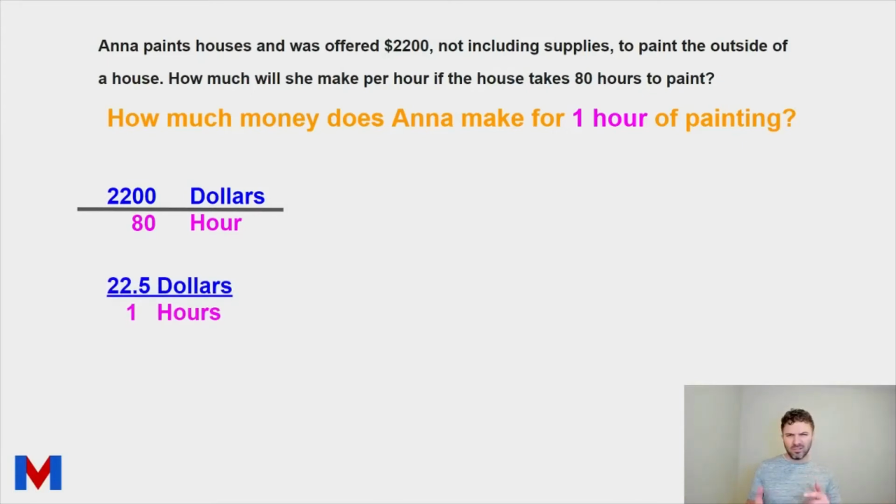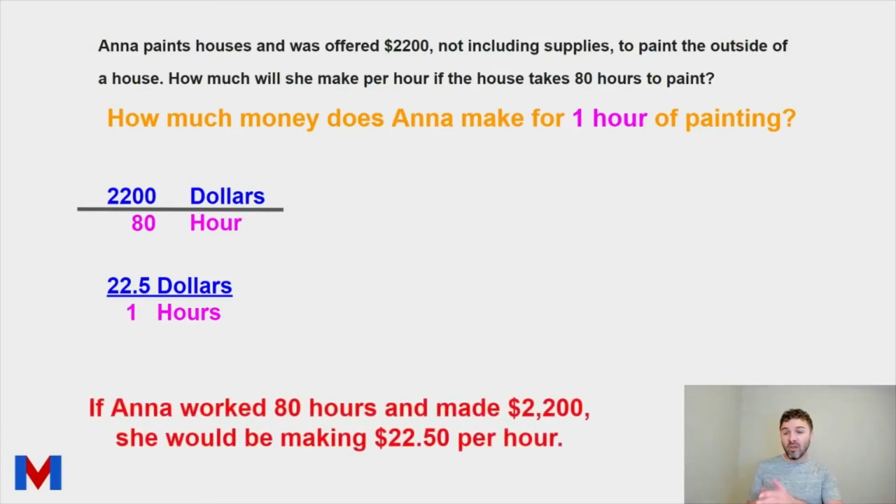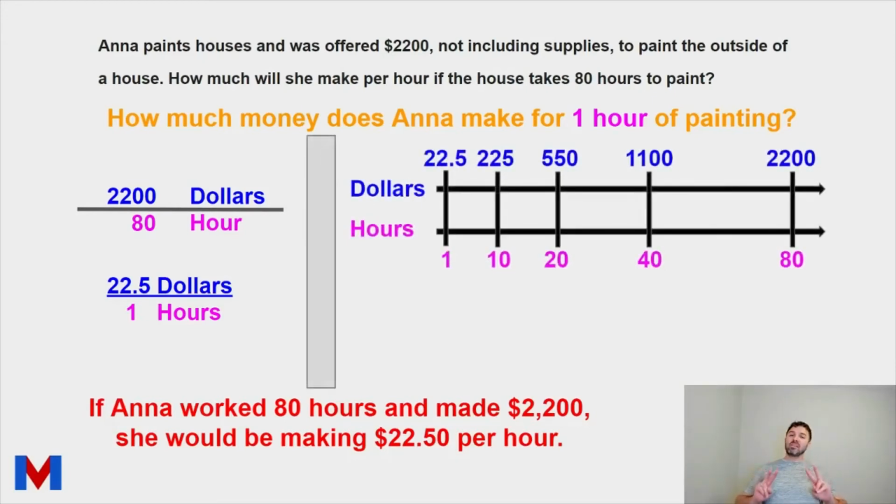Again, no one really says $22.5. So in our answer, we're going to say this in normal terms. All right. So if Anna worked 80 hours and made $2,200, she'd be making $22.50 per hour. All right. So we got both these methods here. They both work. If the double number line makes sense to you, use that one. If the fraction method works for you, use that one.